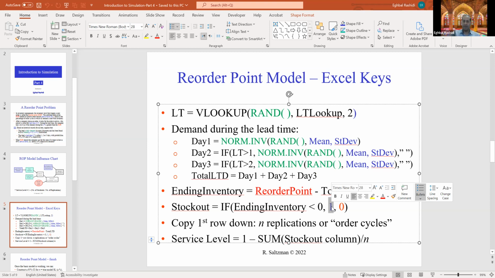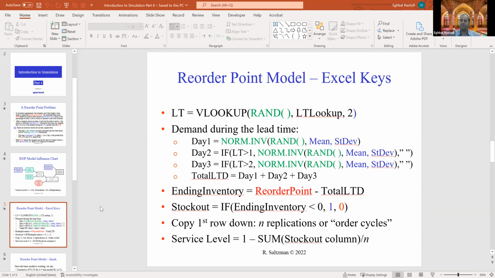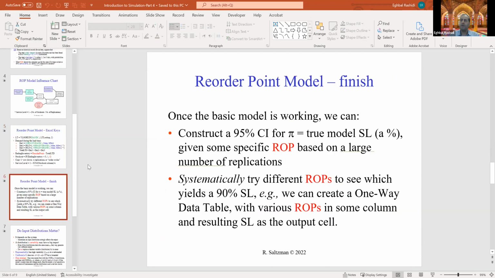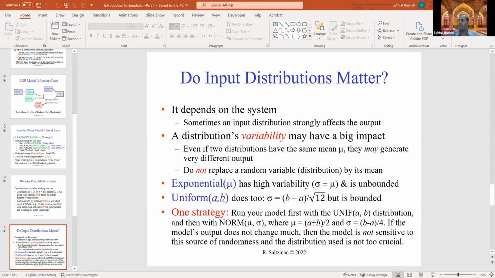And then we're going to replicate these values and computations several times, for example 1000 replications, and then we compute the service level. And then we're going to build a 95% confidence interval for our system. All right, so let's open up the Excel file.